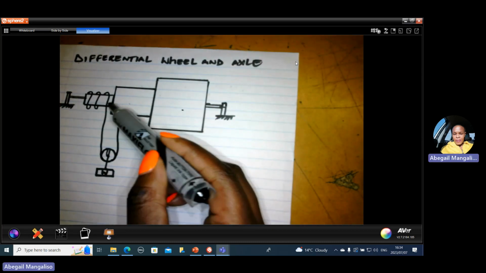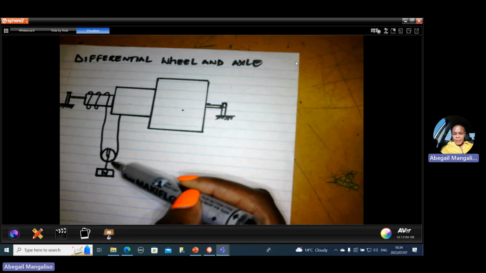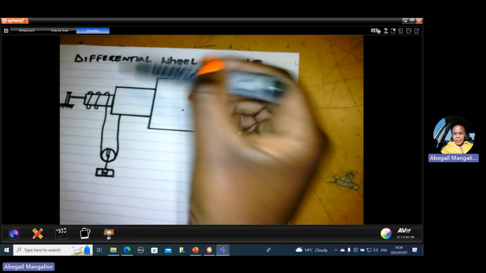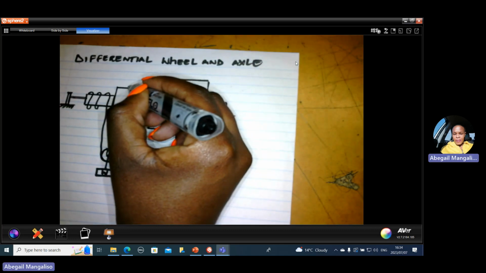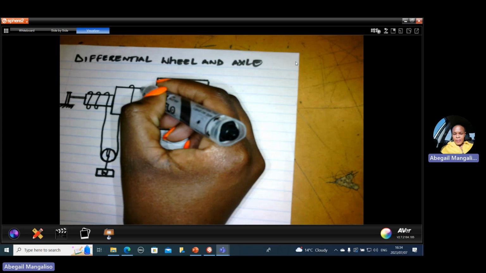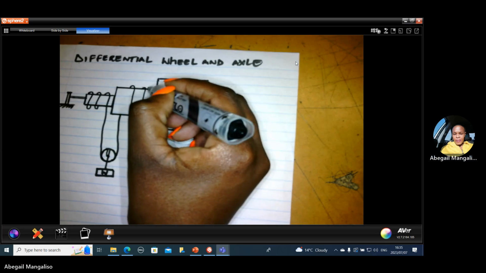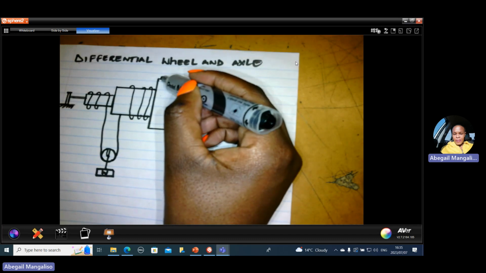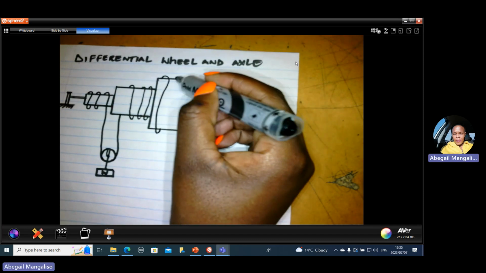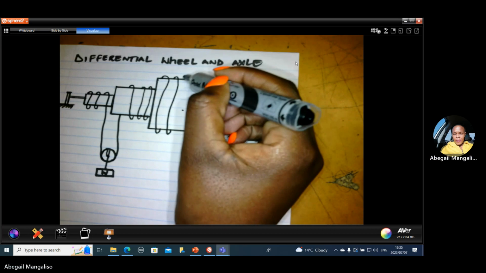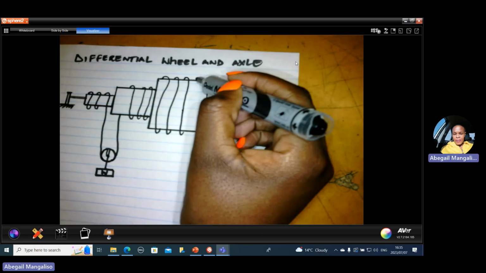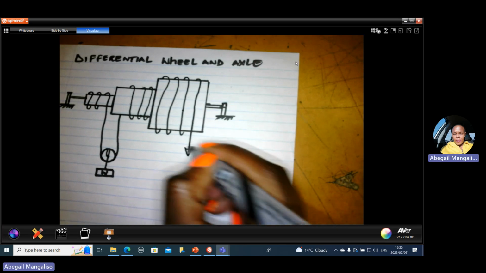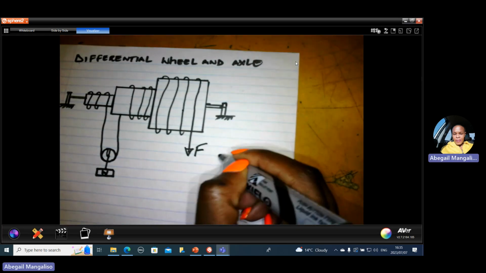So the rope comes from the top, but on the large axle, it goes from the bottom to the bottom. Then it does this. And the direction of this one will be the same as the small axle. The rope comes from the top. So this is P or F for the effort.